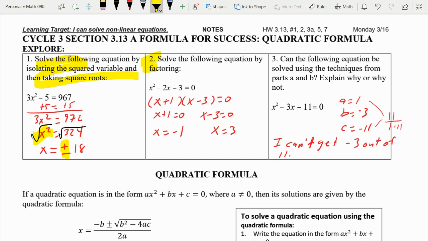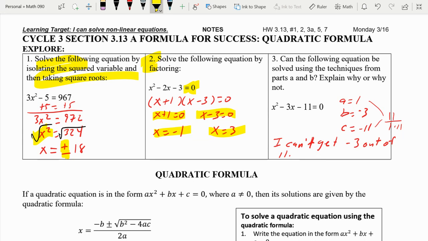When you get to number 2, factor just like we've always been factoring. Remember you multiply a times c, try to figure out what you're going to get. But because it equals 0, we have to solve, so after you factor your two factors, set them equal to 0 and then solve. No big deal.